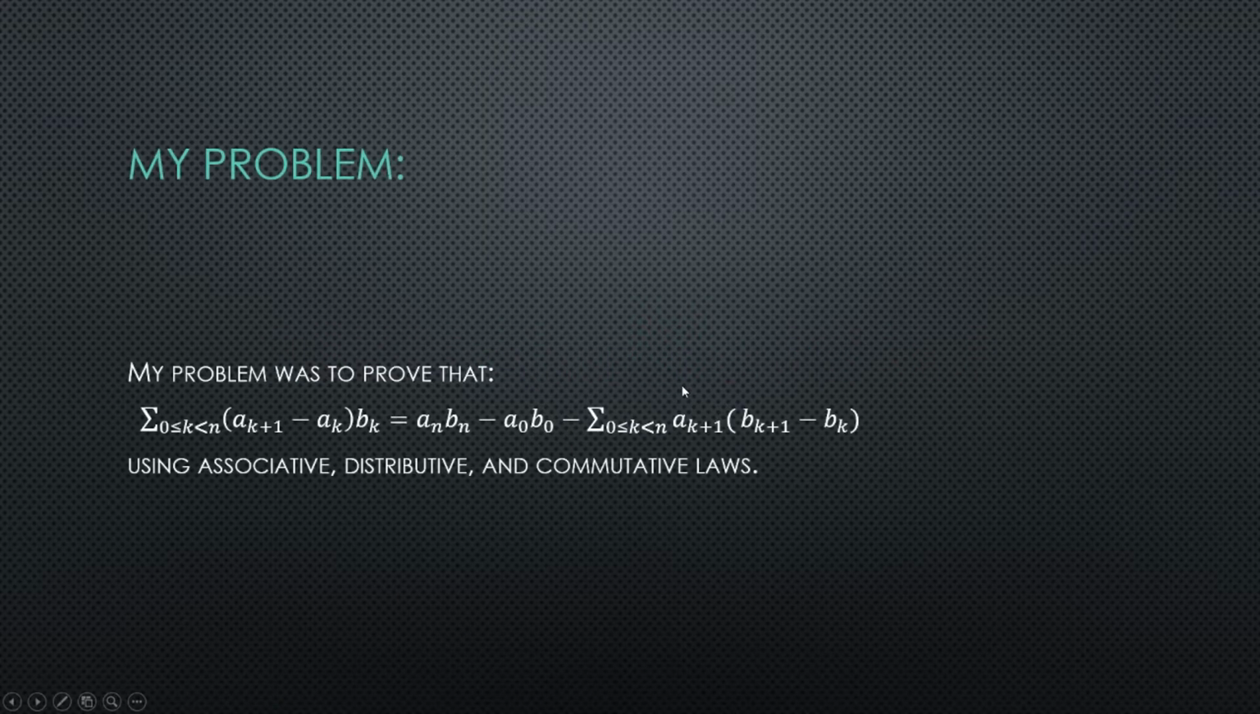It's a proof. I am supposed to prove that the summation of (a sub k plus 1 minus a sub k) times b sub k equals a sub n times b sub n minus a sub 0 times b sub 0 minus the summation of a sub k plus 1 times (b sub k plus 1 minus b sub k), using associative, distributive, and commutative laws.